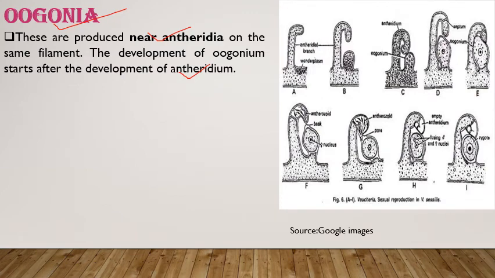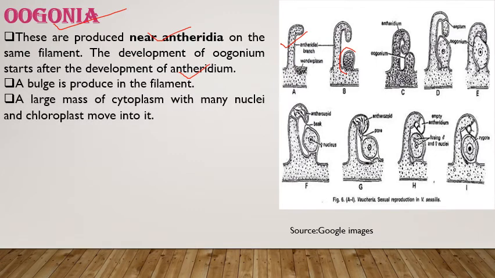So in this picture we can see here, ये है एंथ्रीडियल ब्रांच. एंथ्रीडिया बनने के बाद यहाँ पे स्टार्ट होता है फॉर्मेशन ऑफ ओगोनिया. तो जो सेल के अंदर का कंटेंट है वो इसके अंदर मूव करेगा एंड रिजल्ट्स इन फॉर्मेशन ऑफ दिस ग्लोबोज स्ट्रक्चर विच इज़ नोन एज ओगोनिया. सो एक बल्ज, एक आउटग्रोथ से स्टार्ट होती है इन द फिलामेंट विच इज़ नियर टू दिस एंथ्रीडियल ब्रांच. देन अ लार्ज मास ऑफ साइटोप्लाज्म विद मैनी न्यूक्लियाई एंड क्रोमेटोफोर्स विल मूव इनटू इट.